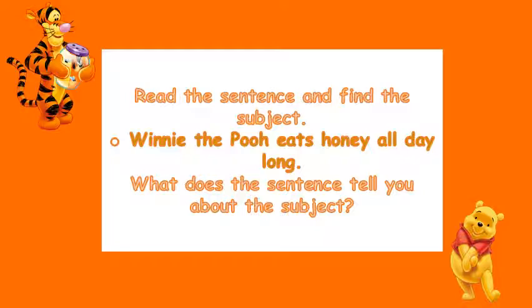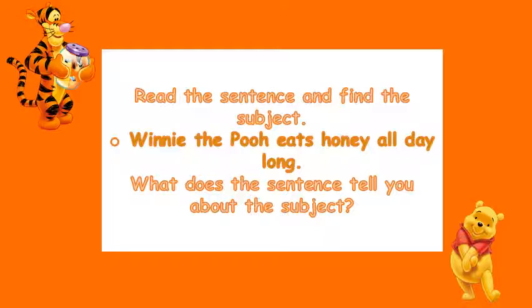This part is the predicate of the sentence. Eats honey all day long is the predicate of the sentence. Why? Because this part talks about the subject. Either it gives information about the subject or it tells what action the subject is doing.